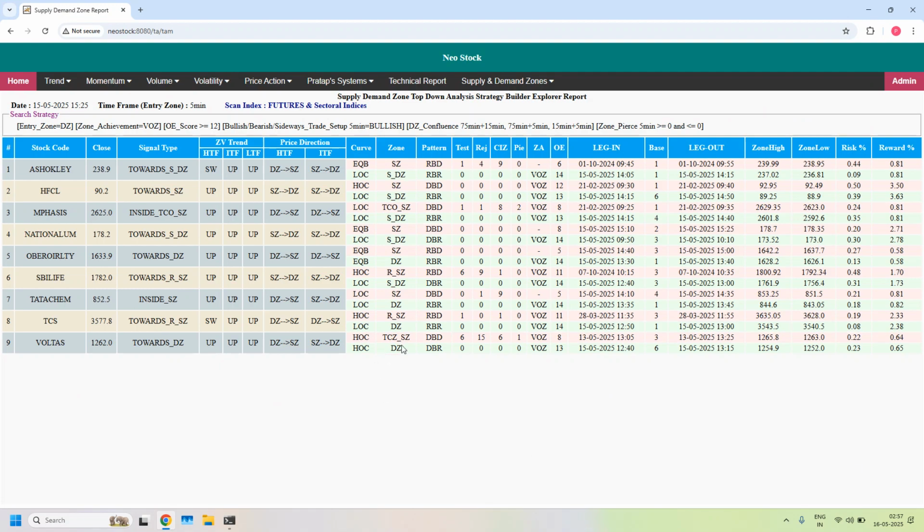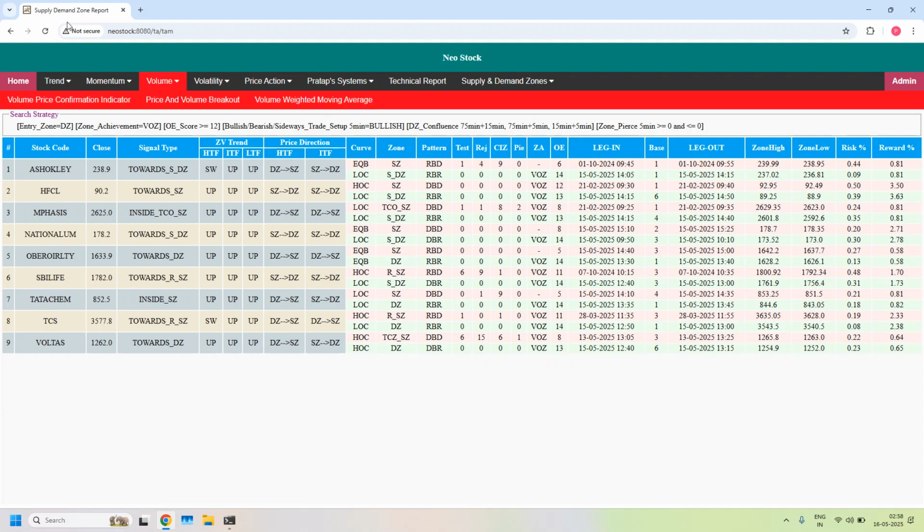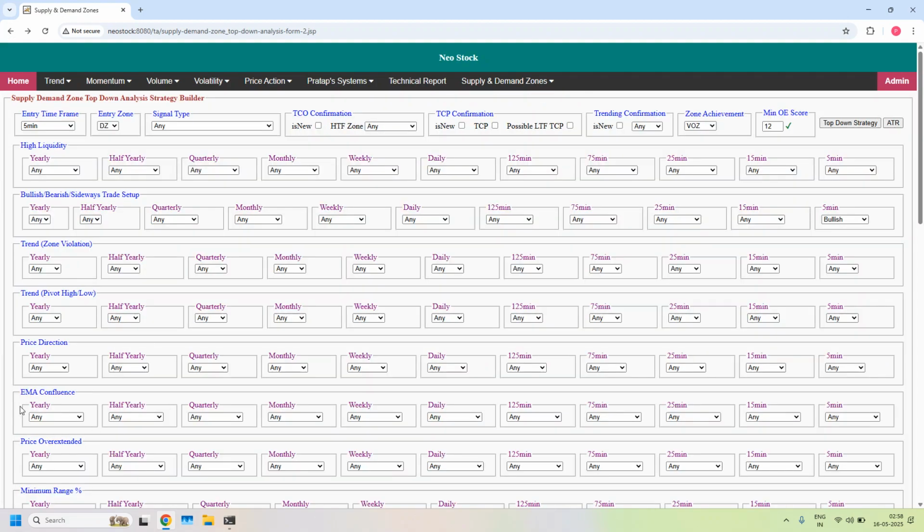That means this 5 minutes demand zone overlapped with 15 minutes demand zone. Both together overlapped with 75 minutes demand zone in all the stocks. And 75 minutes trend is up in the majority of the stocks except the first one and the 8th one. If any of the 75 minutes uptrend stocks' demand zone has daily EMA, then these 5 minutes demand zones might have higher probability.